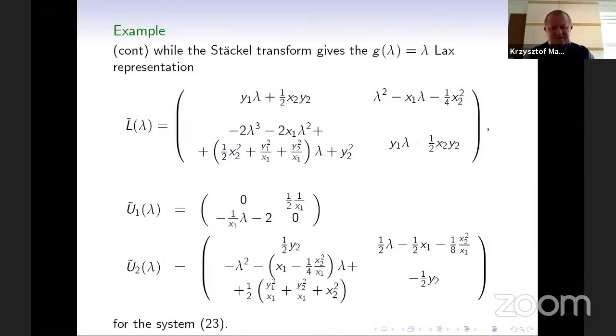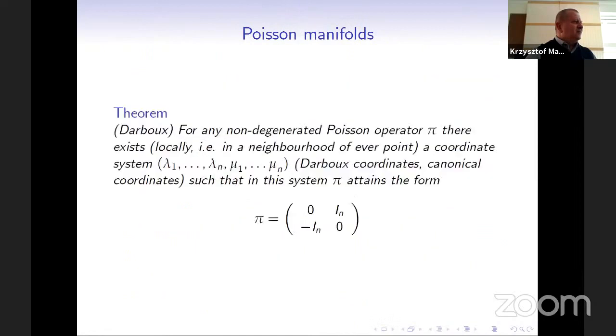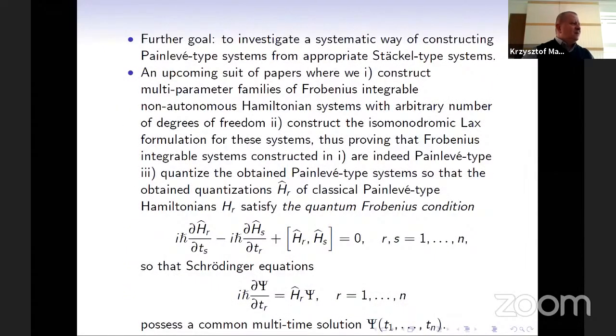Let me just sum up a little bit before I hear your questions. To begin with, remember that this is a part of a larger research project. And we needed this construction in order to perform the second point of this research program: construct the isomonodromic Lax formulation for multi-parametric families of superintegrable non-homogeneous Hamiltonian systems.